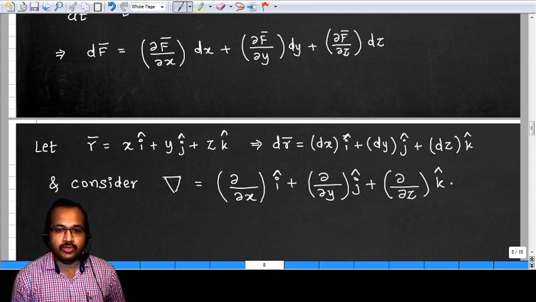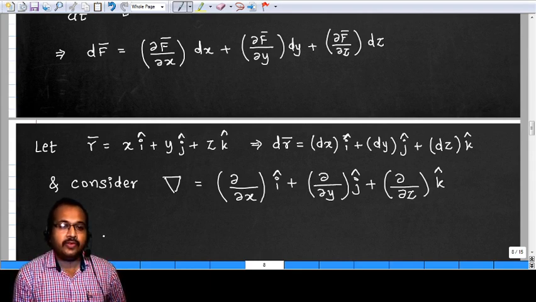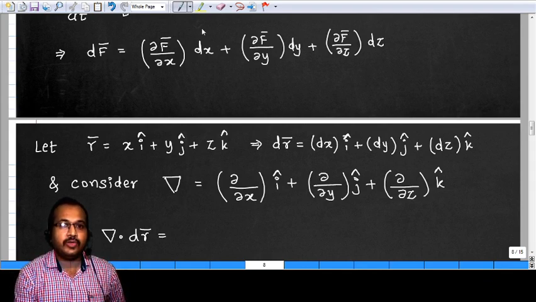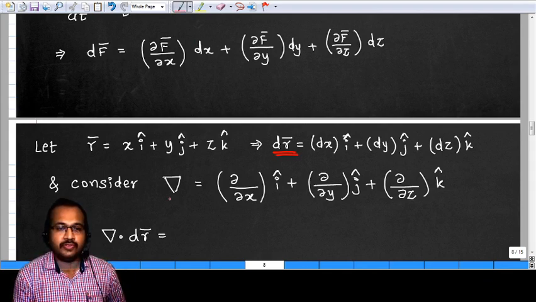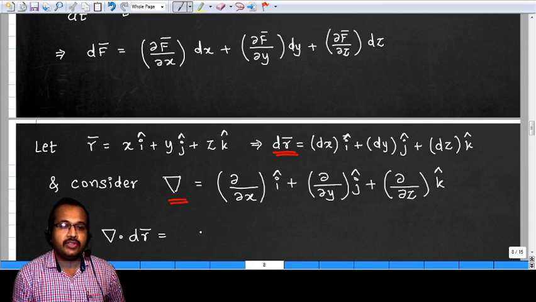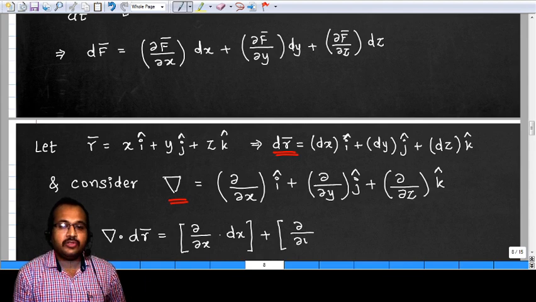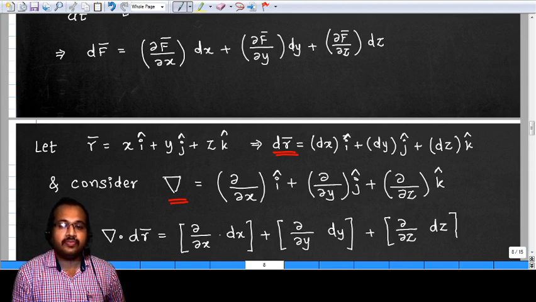So if you use this notation, then we can observe the value of the dot product of del and dr bar is equal to the following. Here this is your first vector, and this is the second vector. So the component-wise multiplication will give us a scalar quantity, that is, partial derivative with respect to x into dx, partial derivative with respect to y into dy, partial derivative with respect to z into dz.